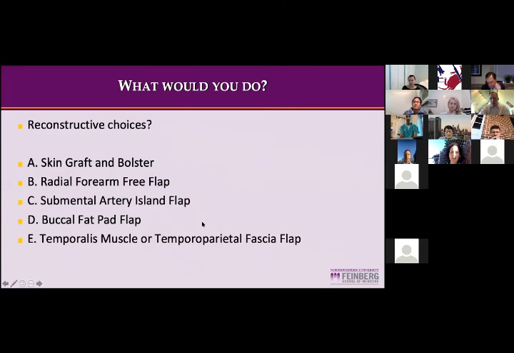Interesting selection. For anyone who chose a skin graft and bolster, could you share maybe some tips or pearls about how you get that bolster to stay? Because I can never seem to get it to my satisfaction. But I do think it's a nice tool in the tool belt for these types of defects.